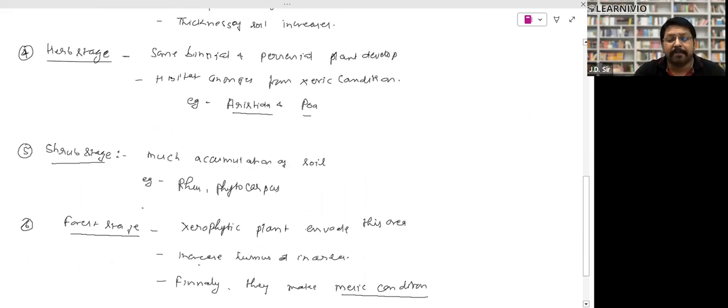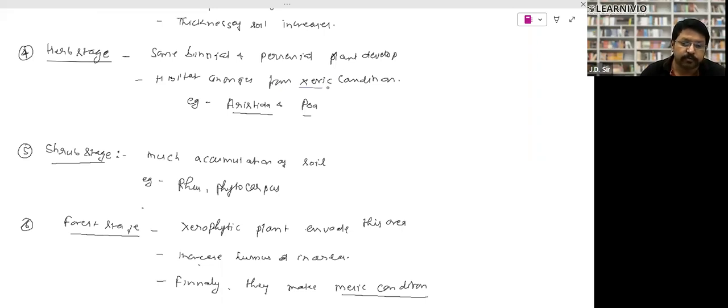Some biennial and perennial plants will develop, right? Biennial means the plant will develop for 2 years, and perennial means for multiple years. So the biennial and perennial plants will develop, and the habitat changes from the extreme condition. Now the habitat will change, meaning the moisture will be there, and the extreme conditions will alter because of the harvest days, right? So the habitat will change, right?